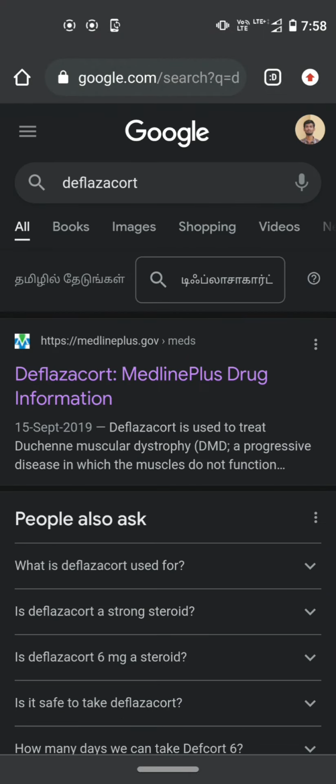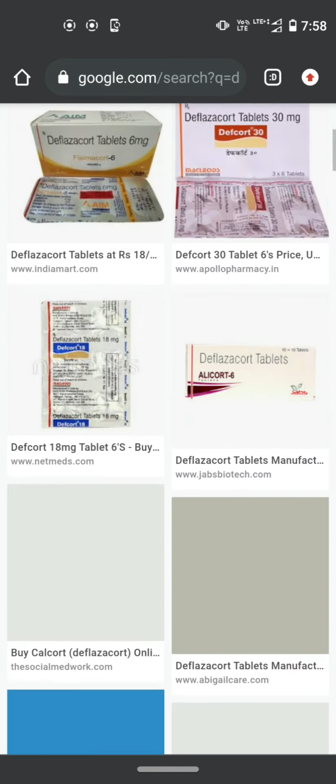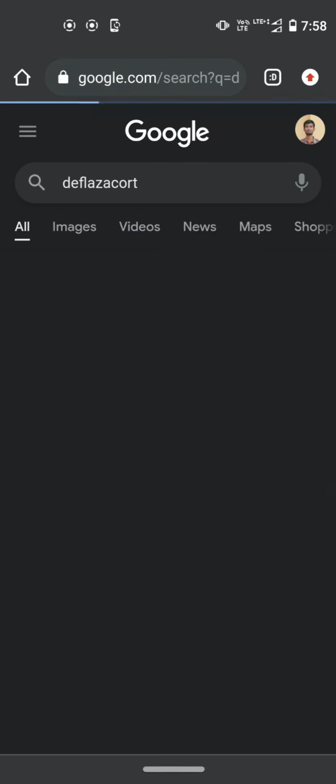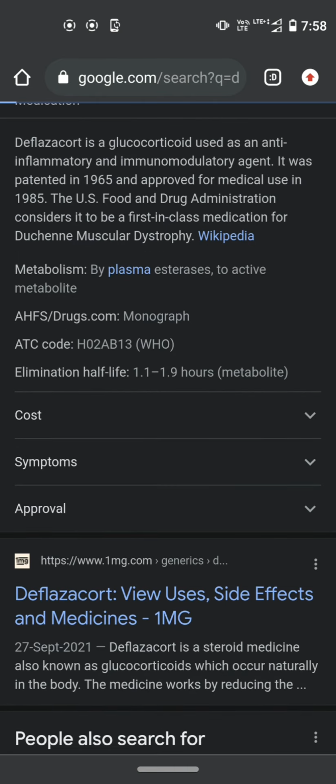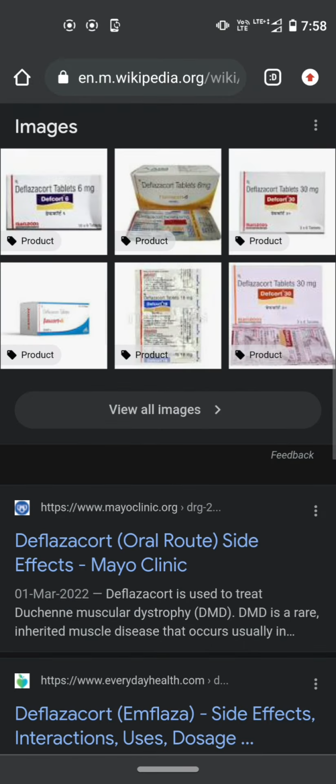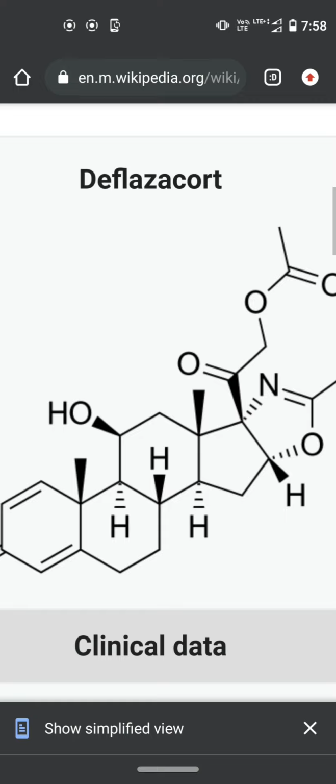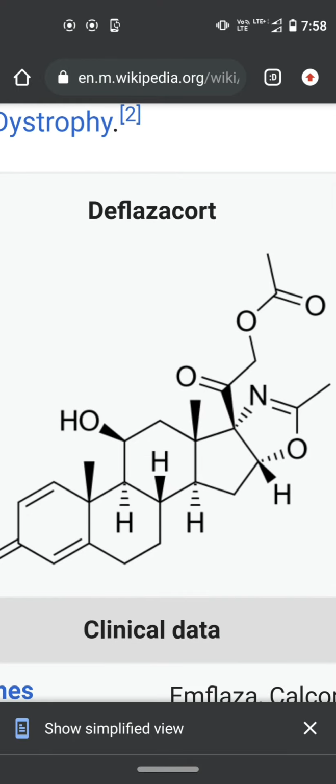In this video, I just want to talk about this drug called Deflazacort, which is used to treat some muscular pain and something like that. Why I chose this drug, let's see, I'll show you the structure if possible. I chose this drug because it has a steroidal skeleton.